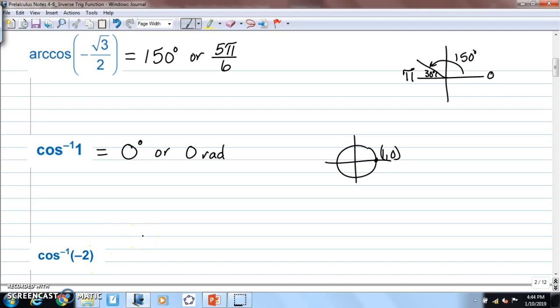Inverse cosine of negative 2. Can I have that? Can I get negative 2 for an x value anywhere here? No, I can't. So again, this one does not exist or is an empty set. Okay.